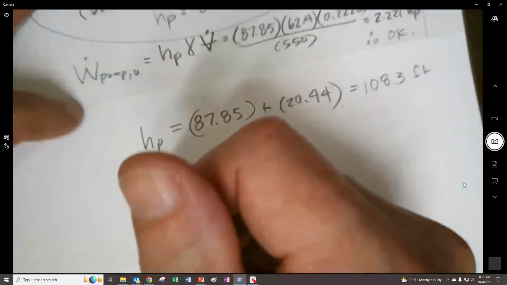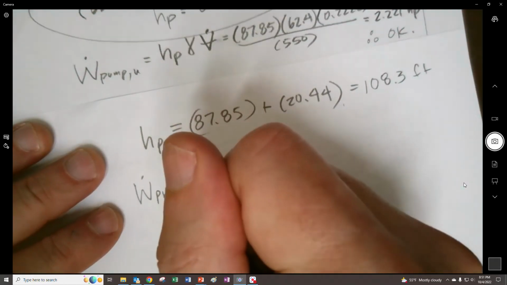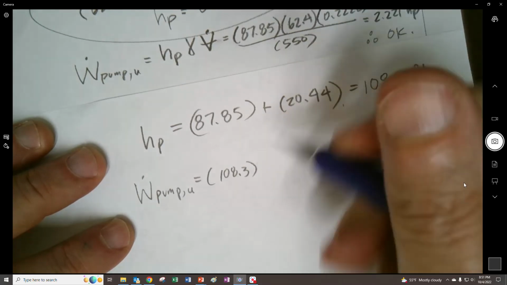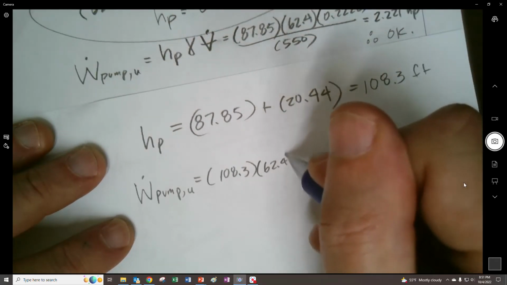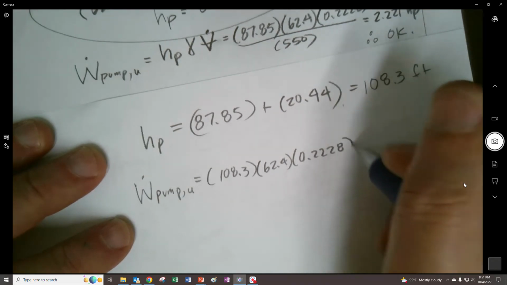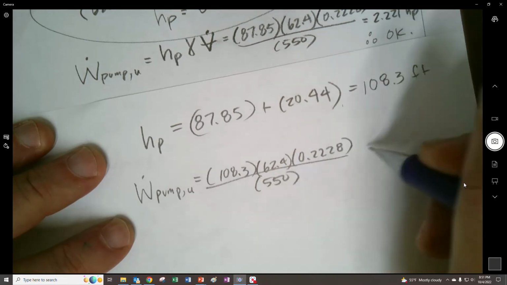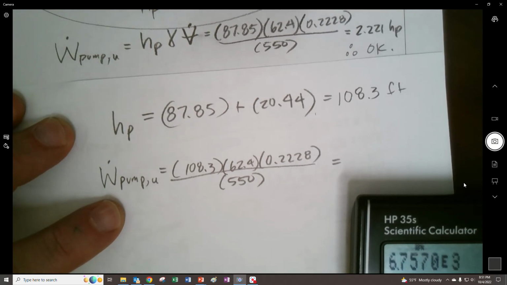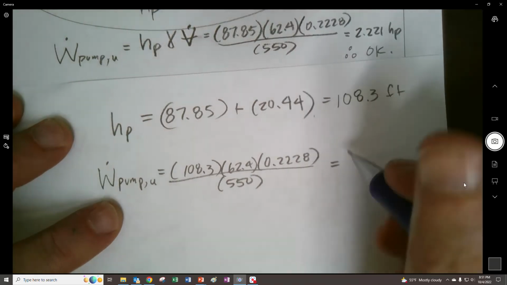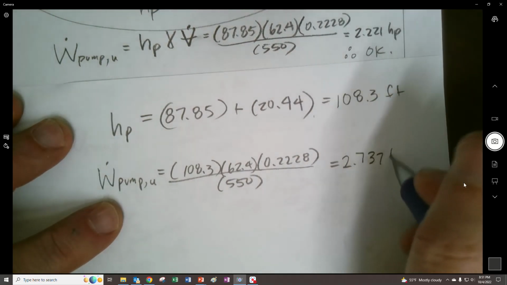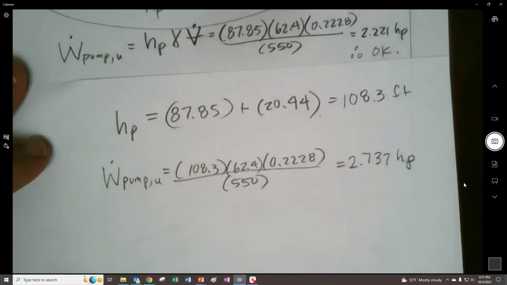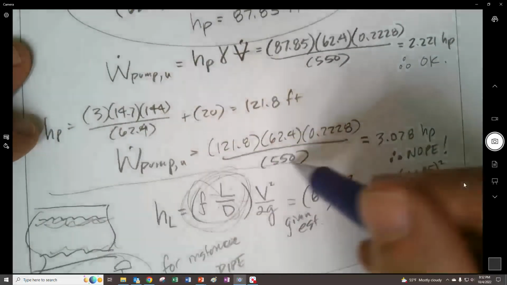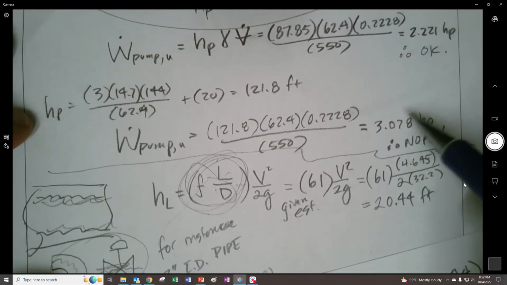So now the new work or power, rate of work, that has to be done, the useful one, is going to be 108.3 times our 62.4 times the flow rate divided by 550, and we end up with 2.737 horsepower. So we would still be okay with that 3 horsepower, but we already went over it when it came to this guy right here, right? So when we were just looking at what would happen if we had to pump up against there.